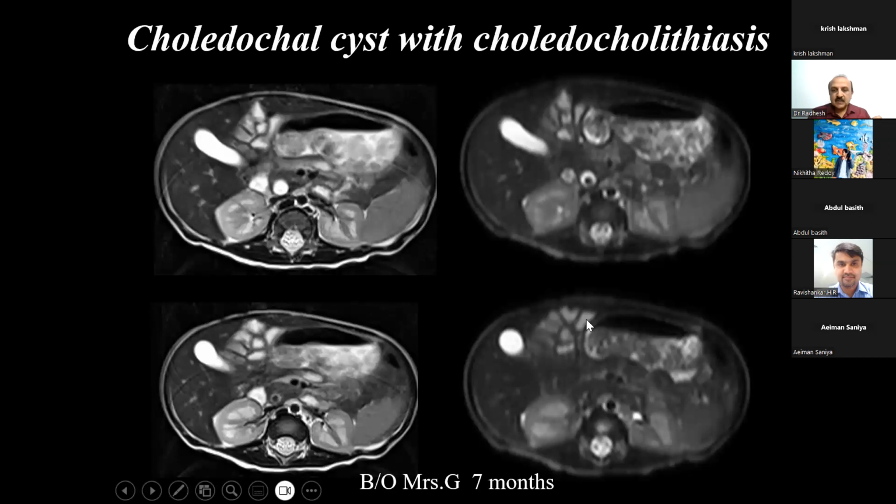This is the aorta, and look at the signal of the calculus. It is almost the same as that of the aorta. Now, aorta looks dark because of the flowing blood. Calculus looks dark because it does not have hydrogen protons. So the paucity of hydrogen protons also makes a structure look black. So this is a patient with choledocholithiasis where you see the calculus beautifully within the common bile duct.